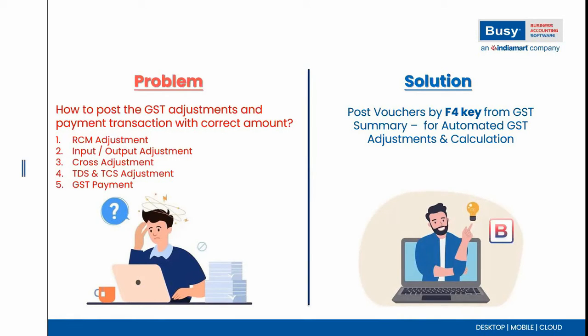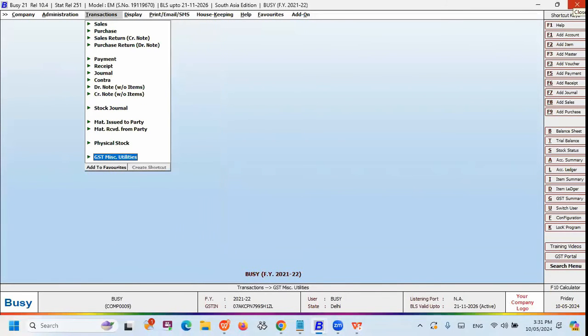Everything is automatically posted. You have to press the F4 key over there, so then you can post the journal voucher, whatever voucher you want. If it is an RCM, input-output adjustment, or cross adjustment, anything it might be, you have a direct provision here. So again, I come back to the software and I can show you practically where it comes.